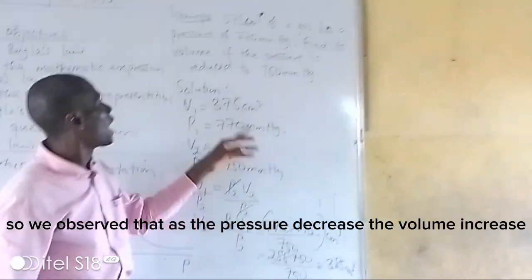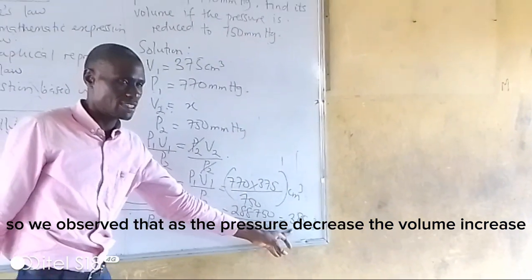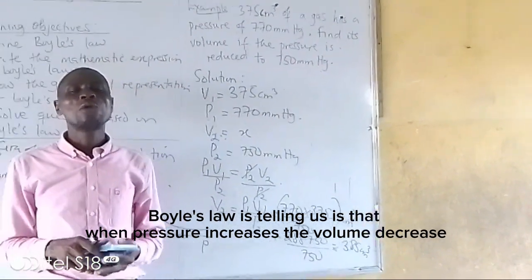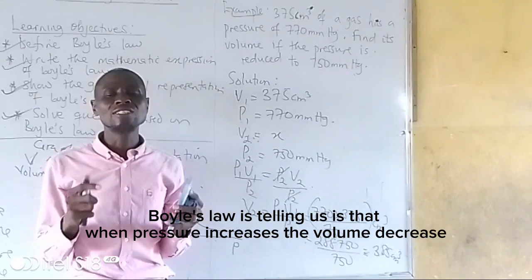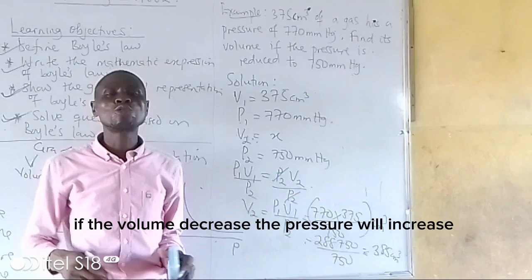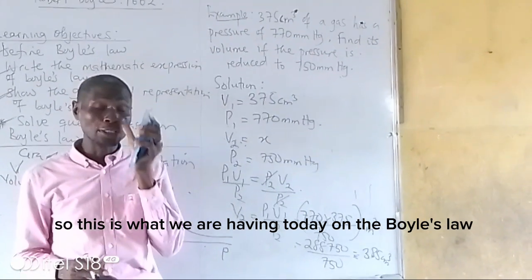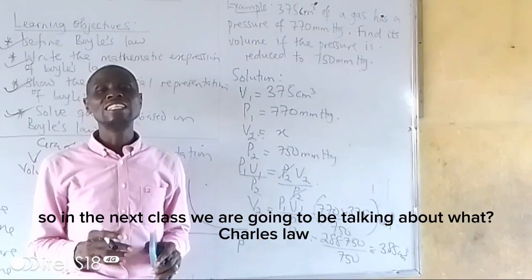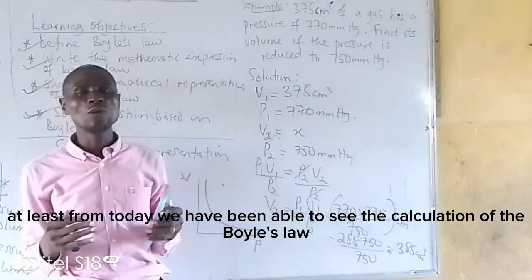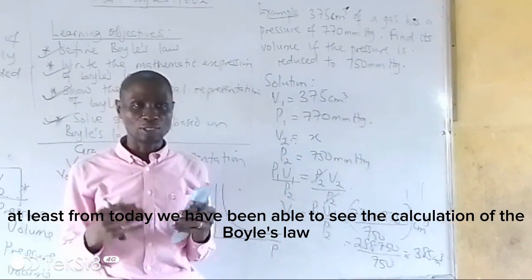I want you to look at it very well. You observe that as the pressure decreases, volume will increase. So in summary, what Boyle is telling us is that when the pressure increases, volume will decrease. If the volume decreases, pressure will increase. So this is what we have today on Boyle's law. In the next class, we are going to be talking about Charles' law. From today, we have seen a calculation on Boyle's law.